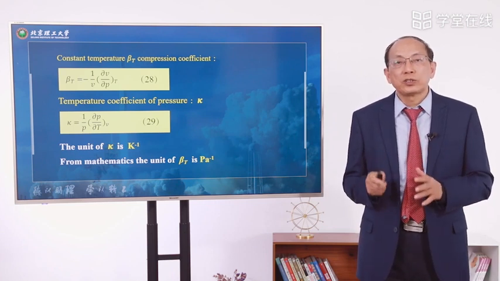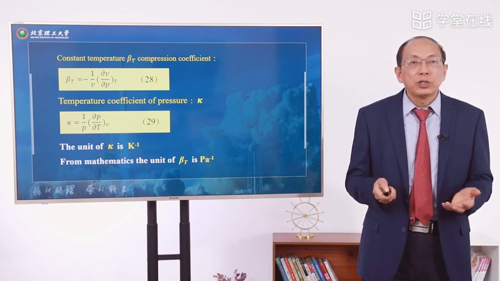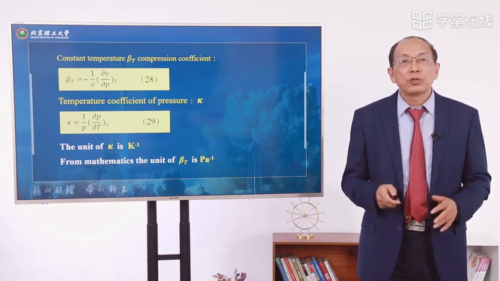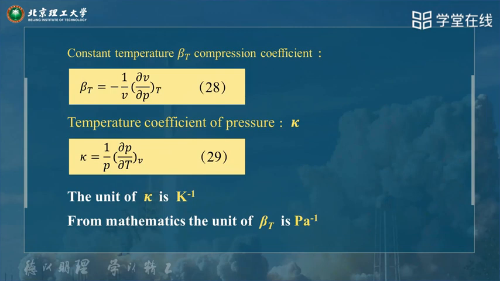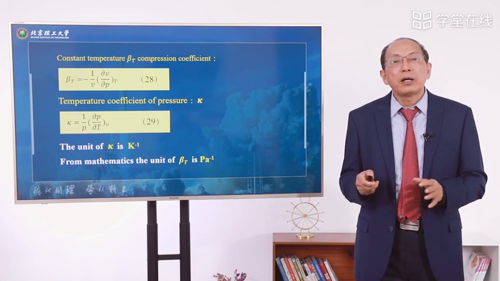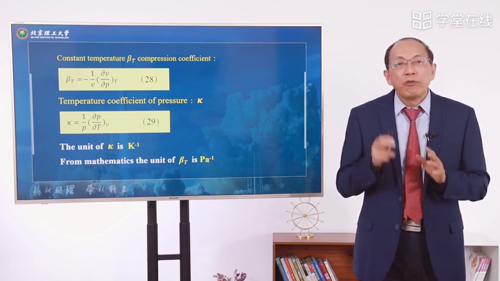Alpha, beta, kappa are three coefficients of a substance. The thermal coefficients of a substance are very important. We can use the coefficients to build the state functions. Here we easily find the unit of kappa is K to the power minus 1, or 1 over K. From the mathematics, the unit of beta T is 1 over Pascal, or Pascal to the power minus 1.